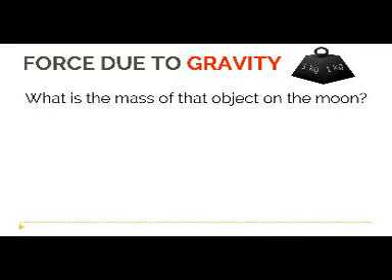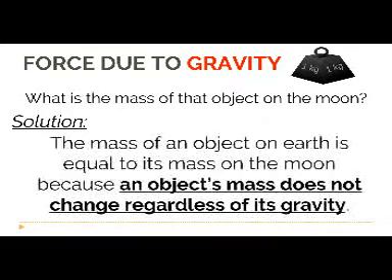Okay, for the third question: what is the mass of that object on the moon? Since the mass of the object doesn't change regardless of its location, if its mass on Earth is 60 kilogram, then the mass of that object on the moon is also equal to 60 kilogram. Because the mass of an object doesn't change regardless of its gravity.